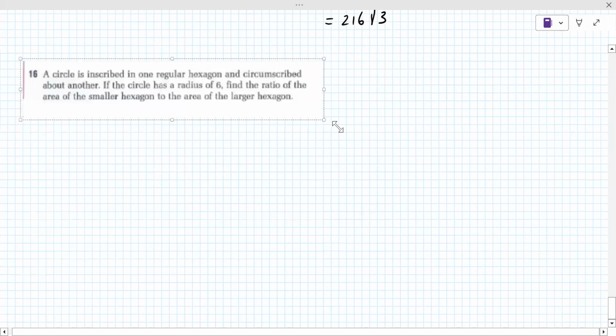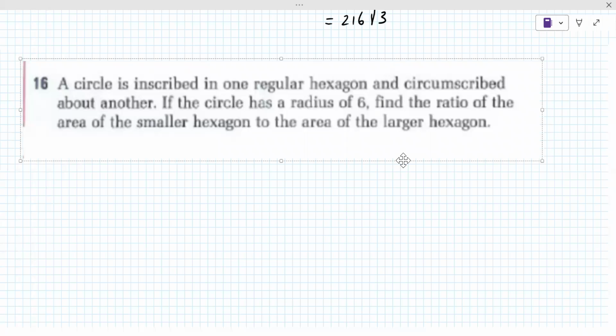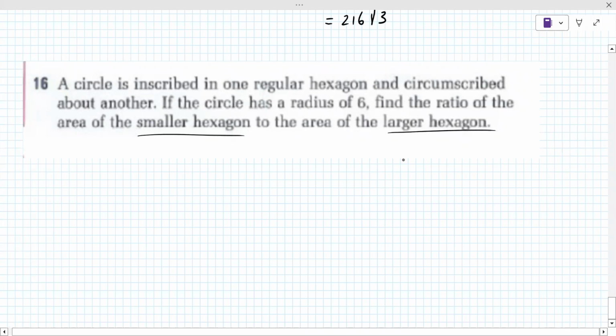Okay. So one of the hardest parts about this type of problem, unlike all the others, is there's no picture. You have to draw the picture. So a circle is inscribed in one regular hexagon and circumscribed about another. All right, so I guess there's 2 hexagons. Yes. Smaller hexagon to larger hexagon. Okay. So might be good.